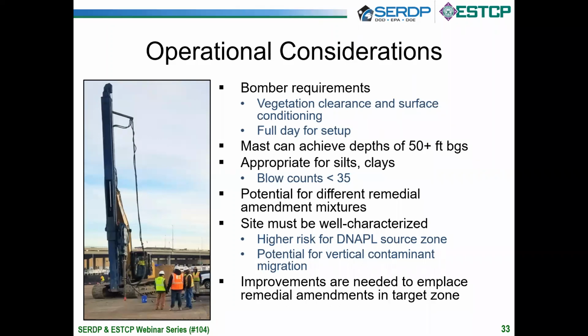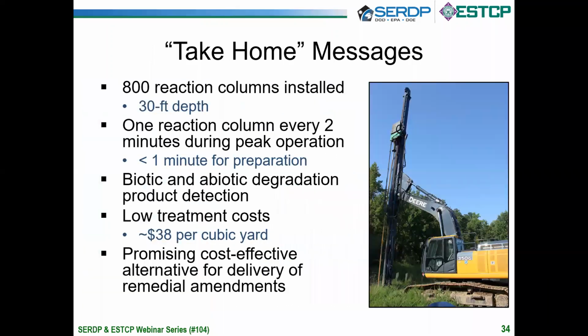And slide 34, we'll talk a little bit about take-home messages and then wrap up the webinar here. So 800 reaction columns were installed, 1 reaction column every 2 to 3 minutes. Biotic and abiotic degradation products were detected. We've got some low treatment costs on the order of 38 bucks per cubic yard, which is similar to what we're seeing for bioremediation, as well as some of the lower end costs for chemox.